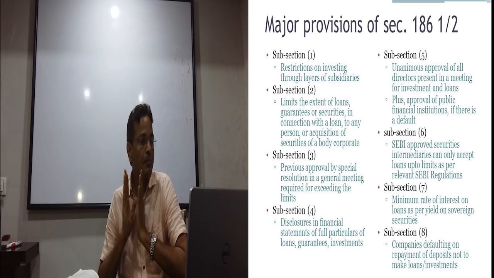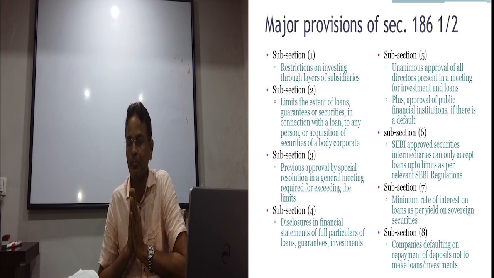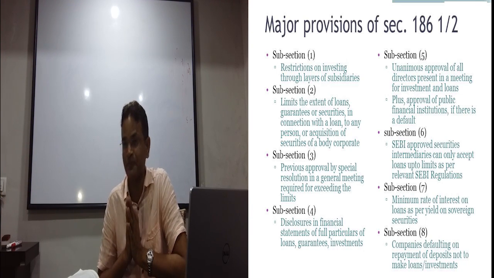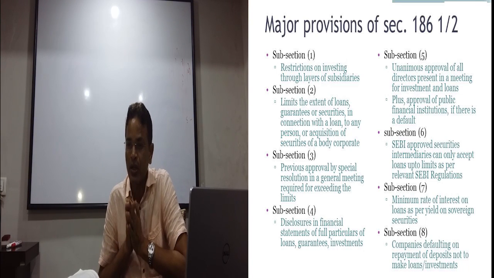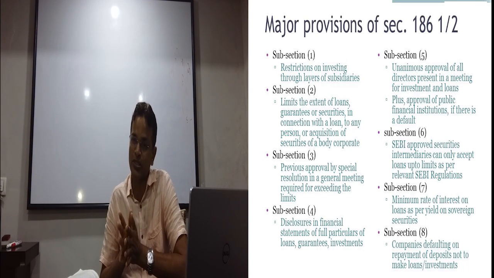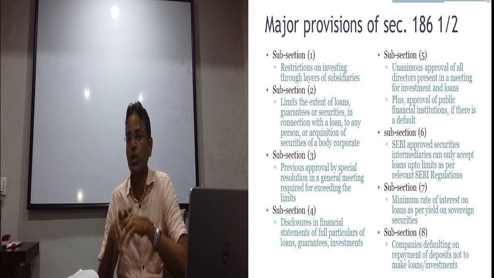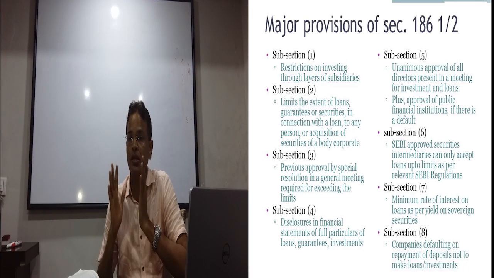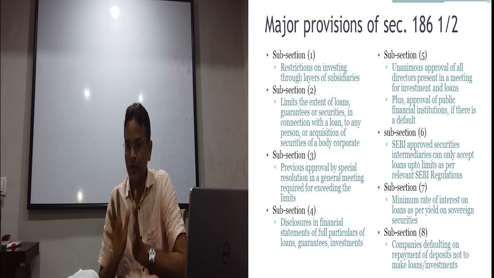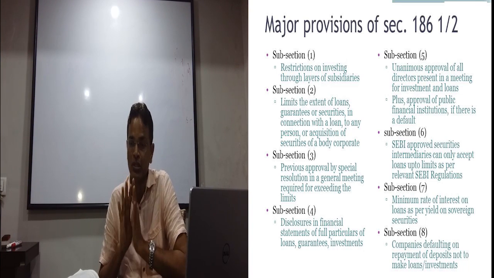186/3 says previous approval of the company by way of a special resolution in general meeting would be required in case the board wants to exceed these limits. Recall I did mention by virtue of section 110, if the companies wanted to exceed the limits for the purpose of making of loans, in that case such approval will have to be obtained by postal ballot.